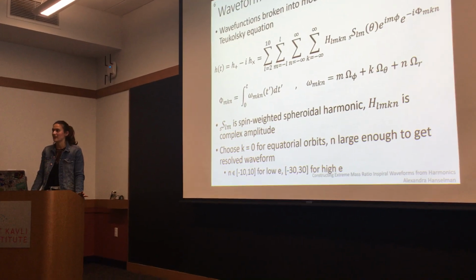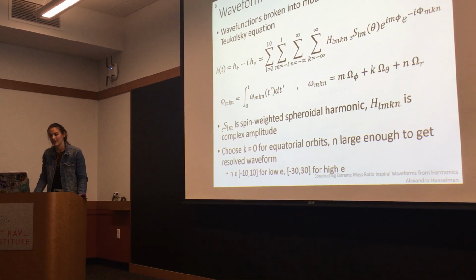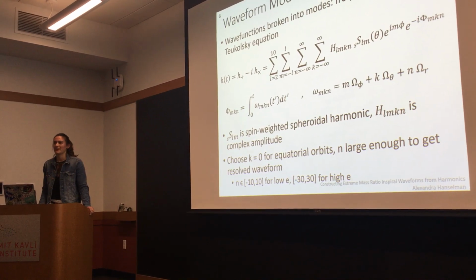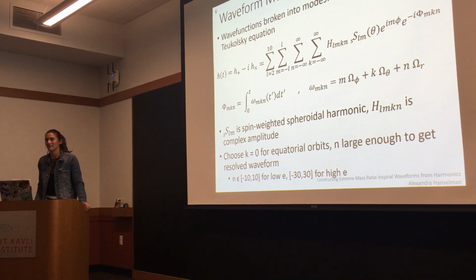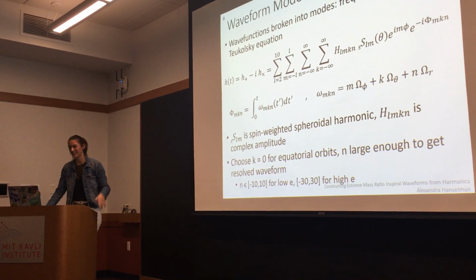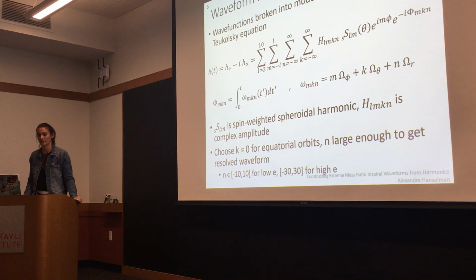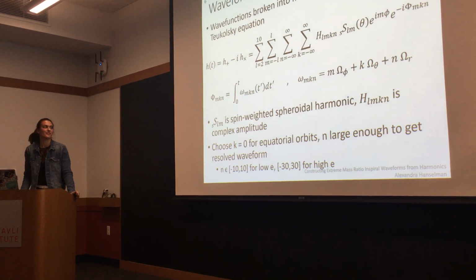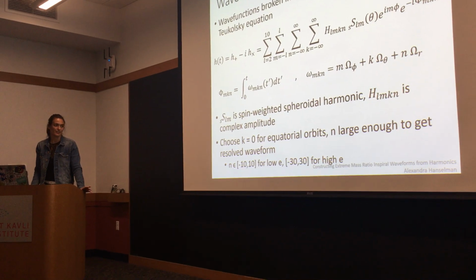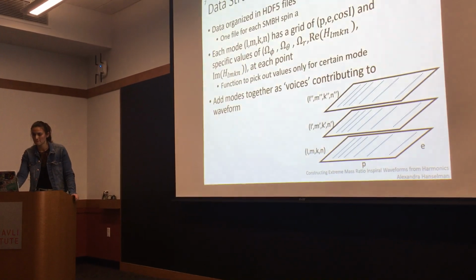Because this is, again, only on the equatorial plane, omega theta is 0, and so we can choose k equal to 0. And then, because it is very computationally difficult to get from negative infinity to infinity, we only choose the n value large enough to get a resolved waveform. So this happens to be around -10 to 10 for low eccentricity and around -30 to 30 for high eccentricity.